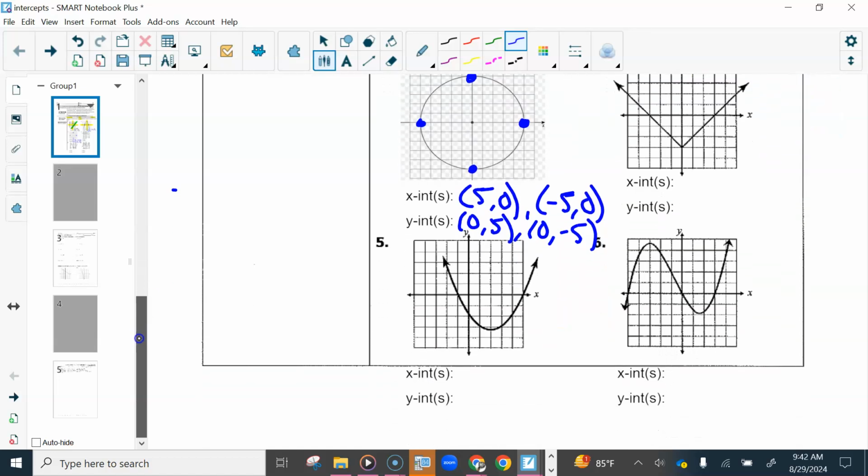Let's skip down to number 6. What are x and y intercepts of that? There might be multiple. Good. Positive 3 for the x of the y intercept. Okay, so how would I write that? That's 1. Yes, they both share the same intercept, (0, 0). And then there's one more. (-5, 0).